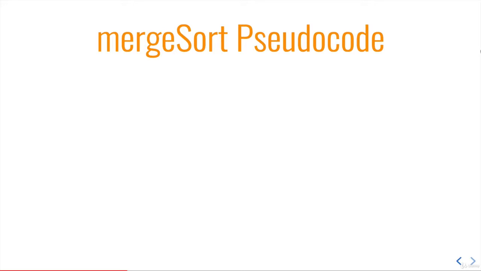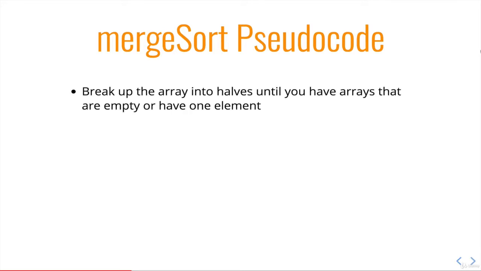Now remember, the goal is to basically keep breaking up the array into halves. So how do we break a single array into two halves? Think about that. My recommendation is to use slice. So array.slice, and you go from 0 until the middle of the array, and then you go from the middle of the array until the end, and that gives you two halves.